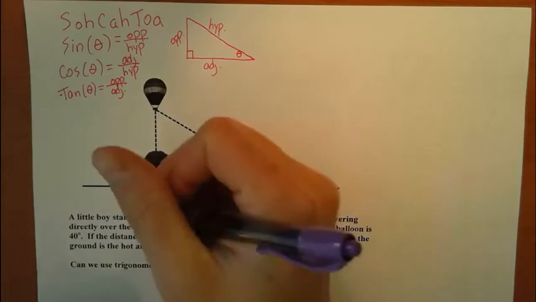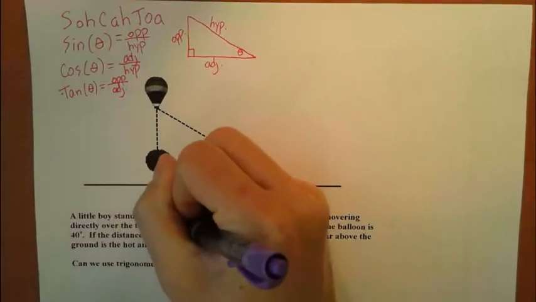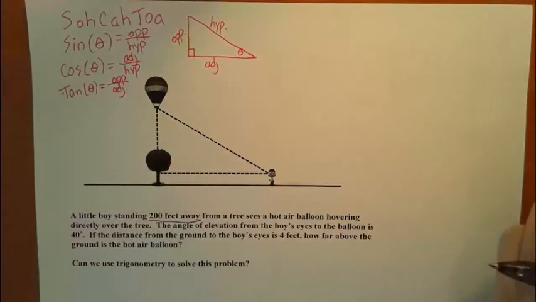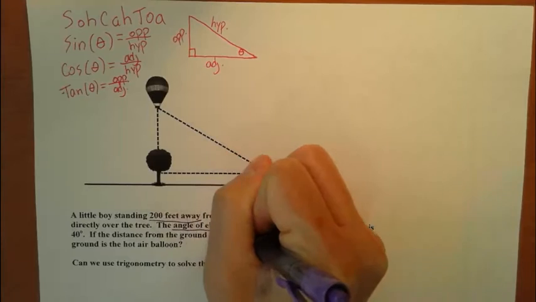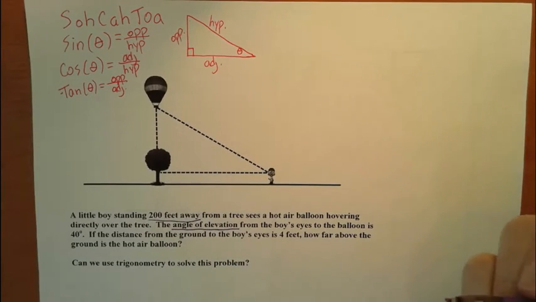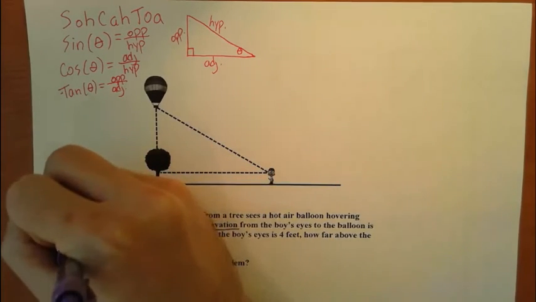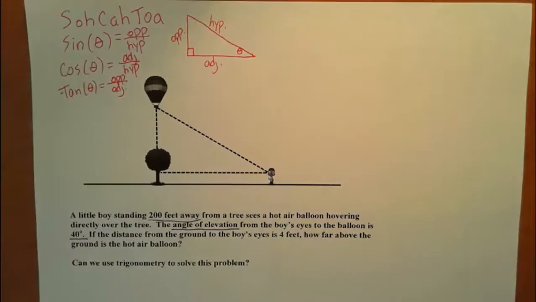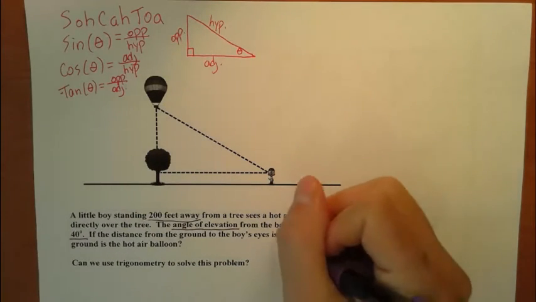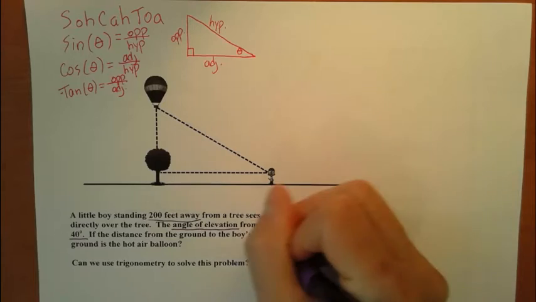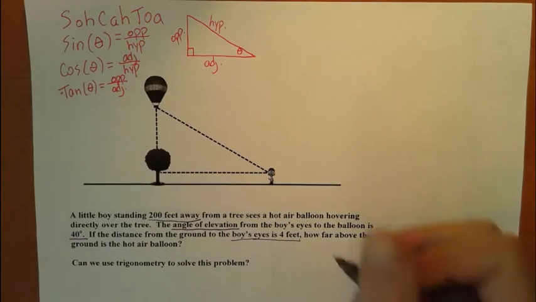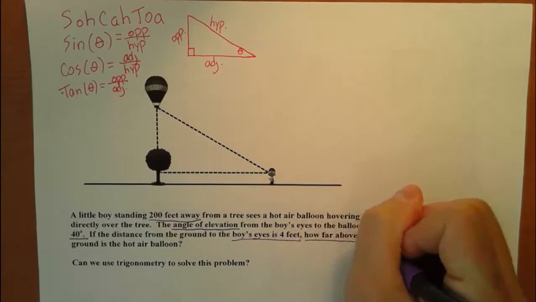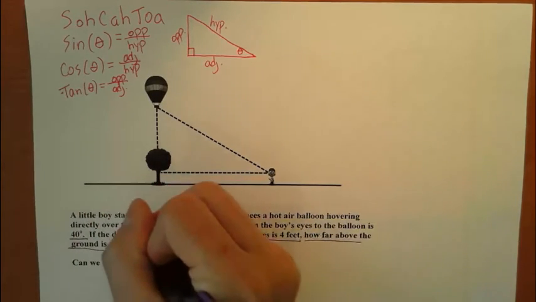Now that we've read through it, we want to underline some things that are going to be important. I would underline 200 feet away. The little boy is standing 200 feet from a tree. The angle of elevation, which we're going to be talking a lot about later this chapter, is 40 degrees. And the boy's eyes are 4 feet from the ground. So we'll say he's basically 4 feet tall, this child. And we want to know at the end how far above the ground the balloon is.